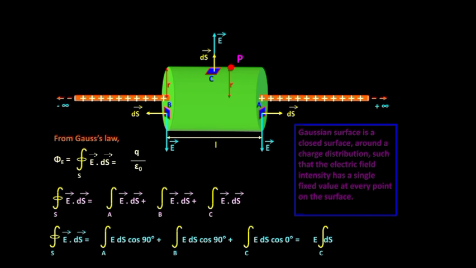What is ds? ds is the curved surface area of the cylinder. What is the curved surface area of the cylinder? Twice pi r L. R is the radius of the cylinder and L is the length of the cylinder. So this E times twice pi r L is equal to q by epsilon naught.